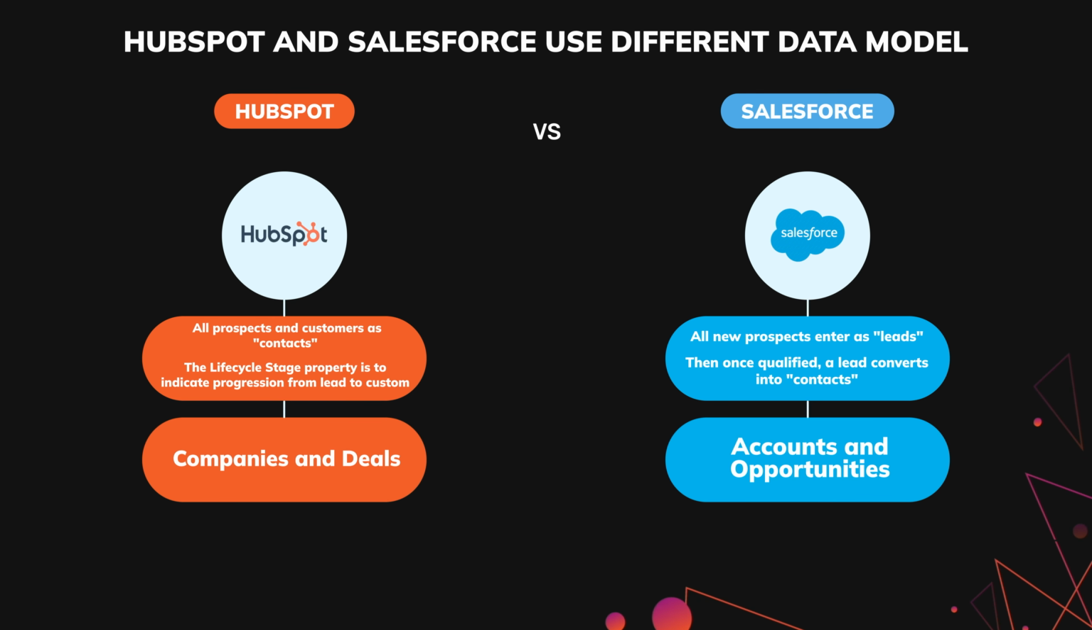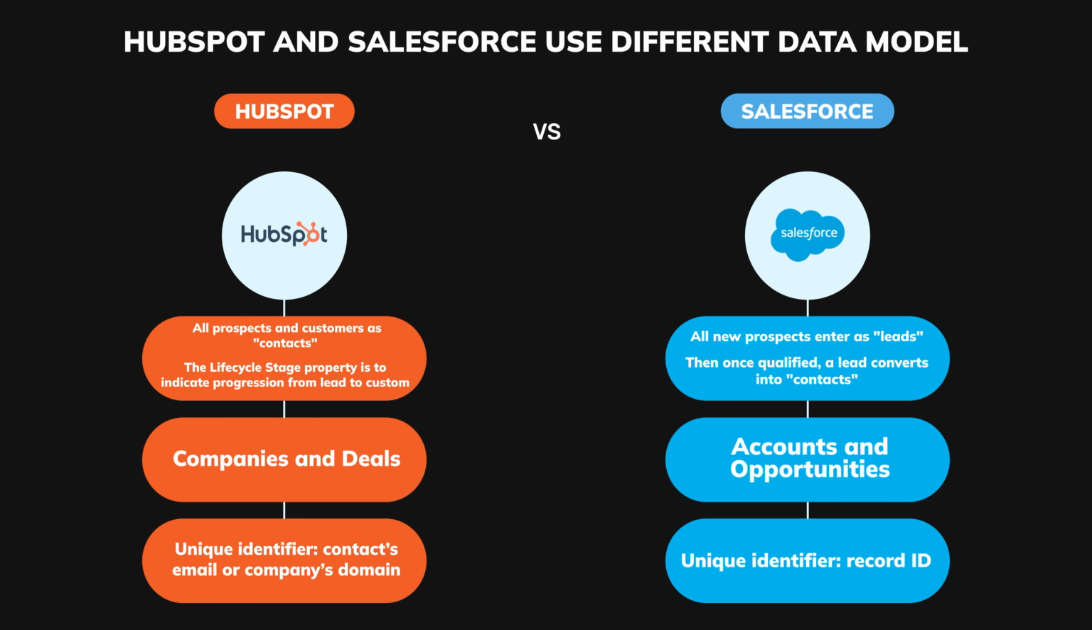Also, HubSpot has companies, Salesforce has accounts, and deals are the equivalent to Salesforce opportunities. Then the unique identifier. This is different. HubSpot either uses the contact's email or company domain, while Salesforce uses a record ID.